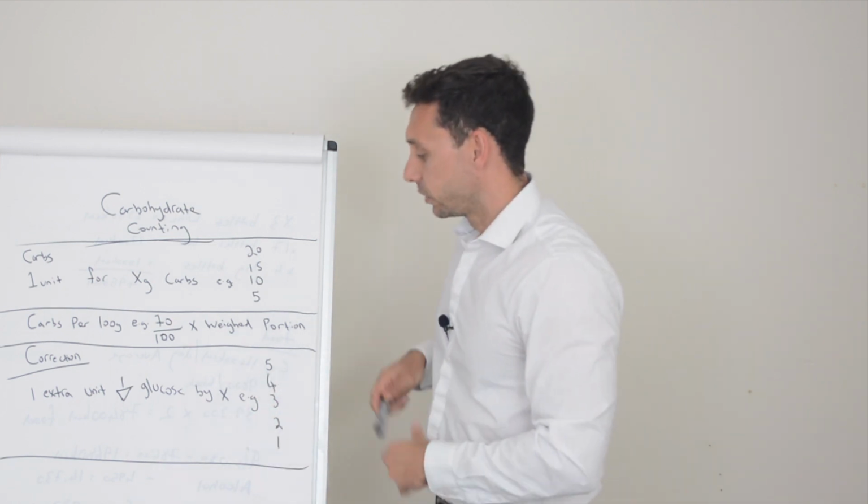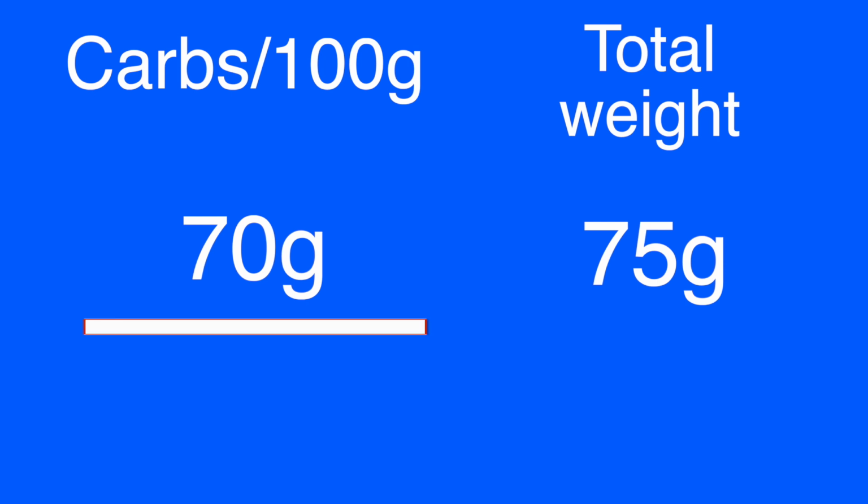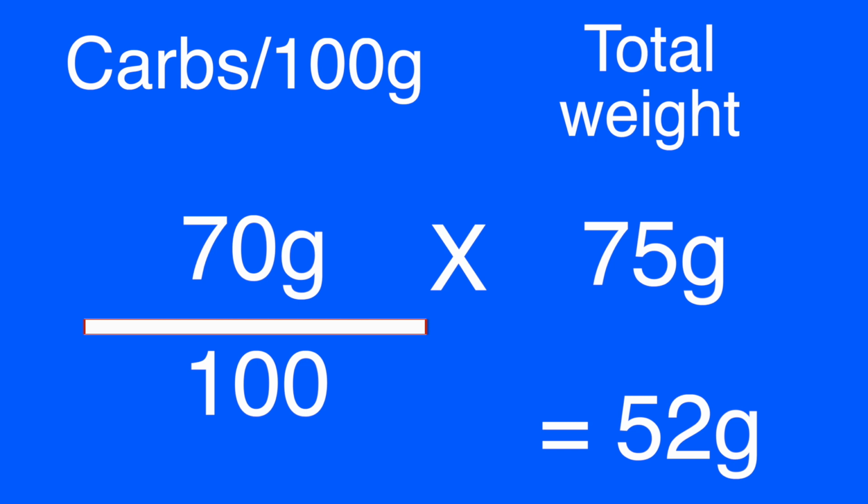Let's just say, for example, you've measured out 75 grams total weight for your rice, and that's a dry weight. And we know that there are 70 grams per 100 grams in rice. So first of all, we need to convert 70 into 1 gram. So you do 70 divided by 100, and then you times it by your weighed portion, which in this instance is 75. And I think that's going to give you roughly 50 odd grams. So just round it to the nearest 10.